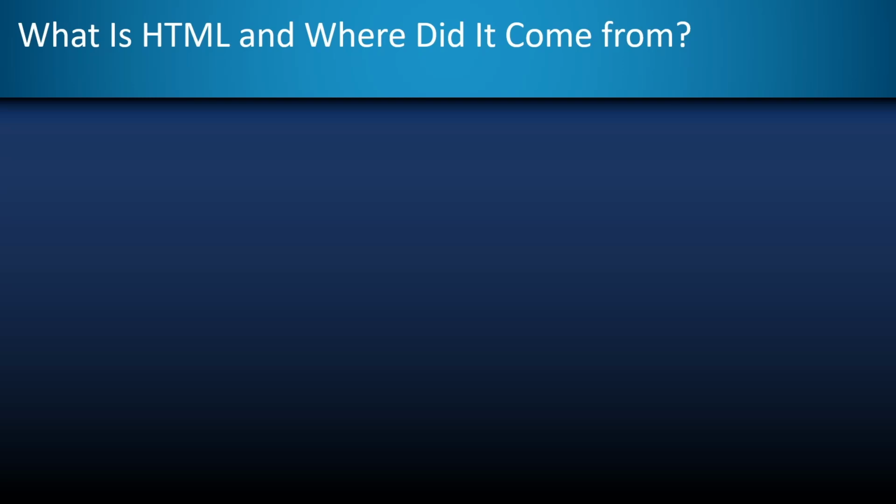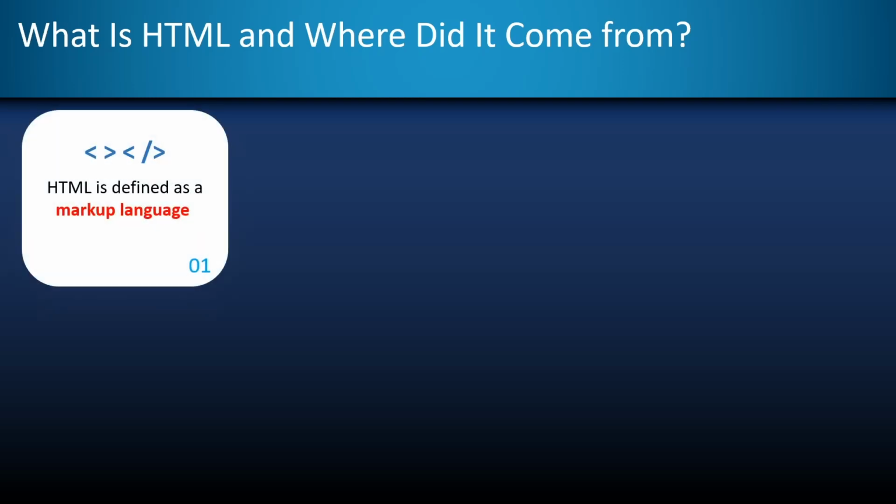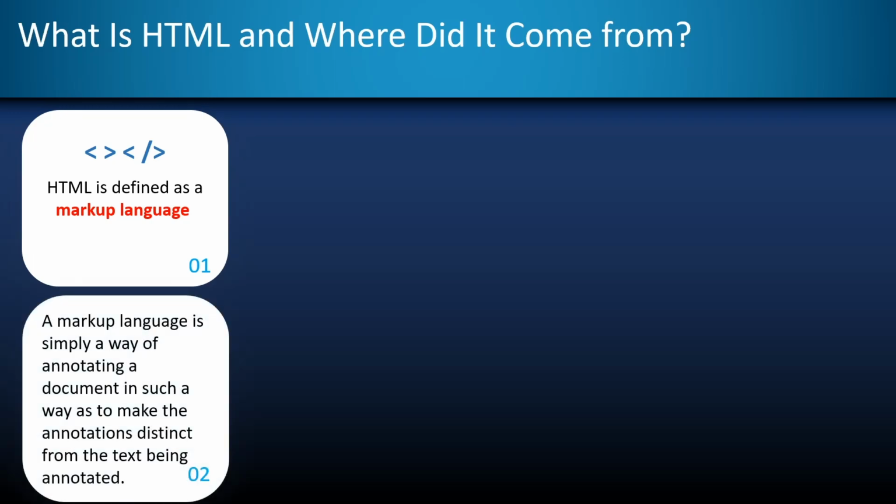What is HTML and where did it come from? HTML is not a programming language, it's a markup language. Then the question arises, what is a markup language? A markup language is simply a way of annotating a document. The entire document is annotated in such a way as to make the annotation distinct from the text being annotated. These annotations are distinct from the text being annotated.